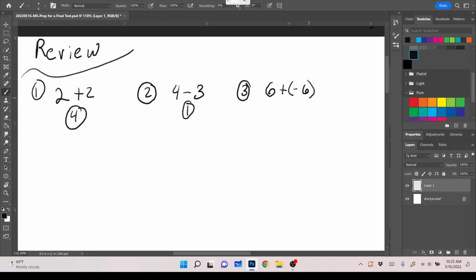6 plus negative 6. What's the answer there? No, it's not nothing. But it is 0. Fair. Yeah, that's fair. The signs are different, right? So we subtract and keep the sign of the bigger, but it doesn't matter because 0 is signless.